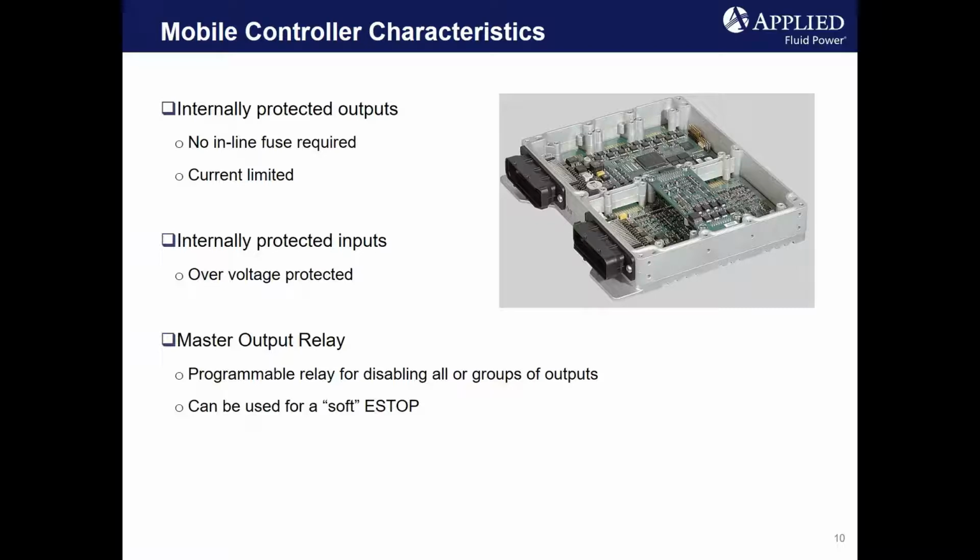Most mobile controllers have at least one master output relay. This is something internal to a controller, and it can be programmable. It's essentially a programmable internal relay that needs to be enabled for outputs to work. Some controllers have multiple output relays for individual output groups, whereas some just have one master output control relay. These relays can be used as a soft e-stop or a software e-stop relay, disabling the output circuits in the event of something similar to an e-stop scenario.